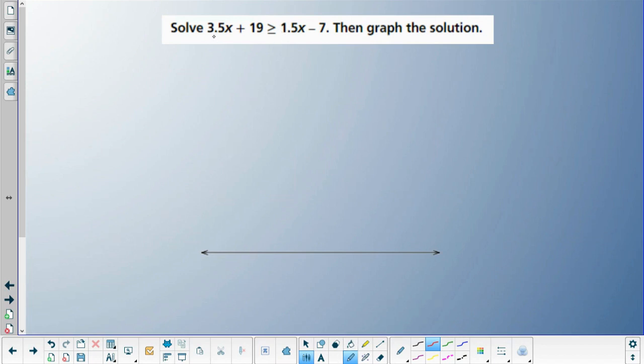All right, so this time I have x's on both sides. So I need these guys to get on the same side together, so I am going to subtract. I try to avoid negative numbers, so I'm going to take the smaller one from the larger one. We're going to subtract the 1.5x from the 3.5x. Those cancel out, and we have negative 7 less than or equal to 19. And then 3.5 minus 1.5 is 2. There we go.